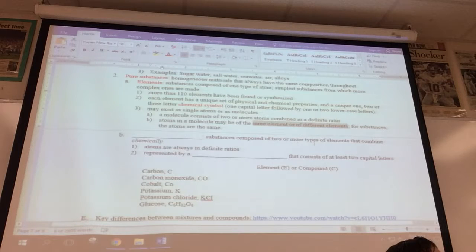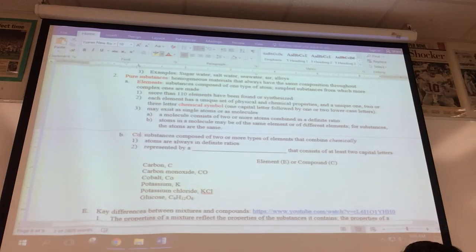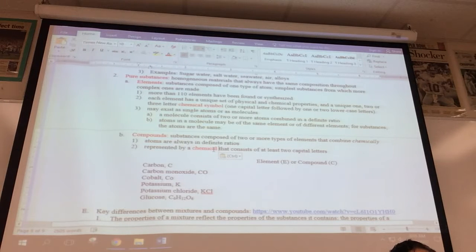When you have substances made up of 2 or more types of elements that combine chemically, so not physically, you're not just mixing them together, they're bonded to one another. They're not elements, but rather compounds. These atoms are in definite ratios. So for example, H2O, 2 H's, 1 O. And we'll talk about counting atoms in the next chapter. And they are represented not by a chemical symbol, but rather by a chemical what? Starts with an F.